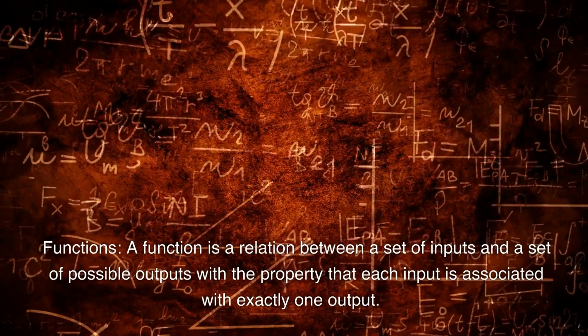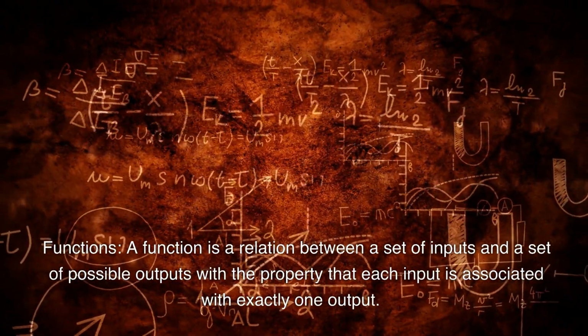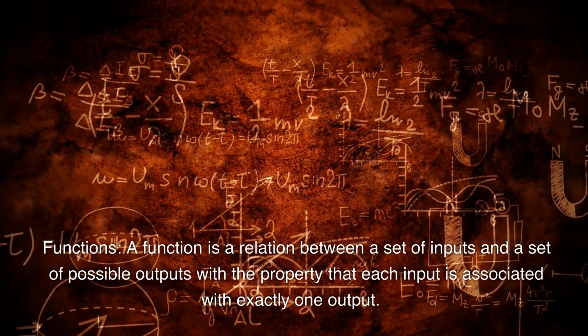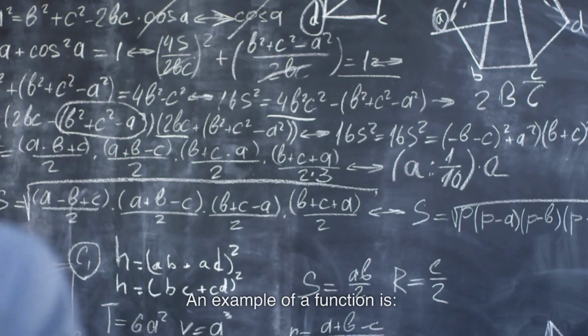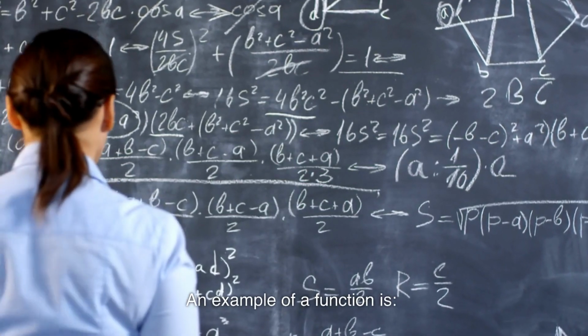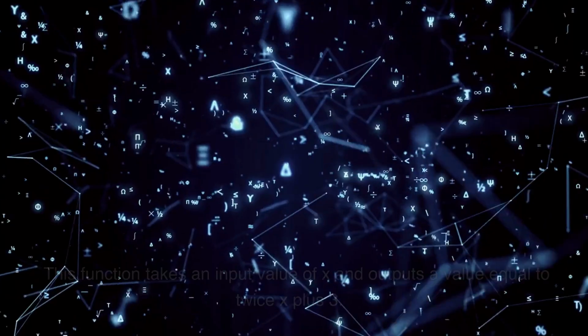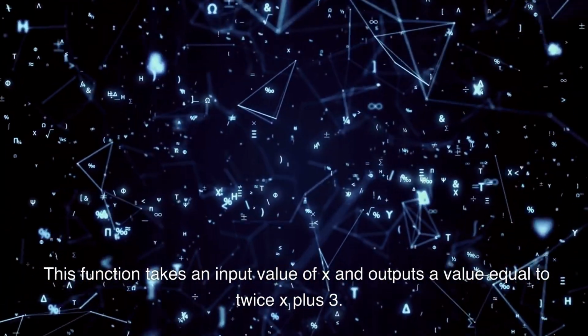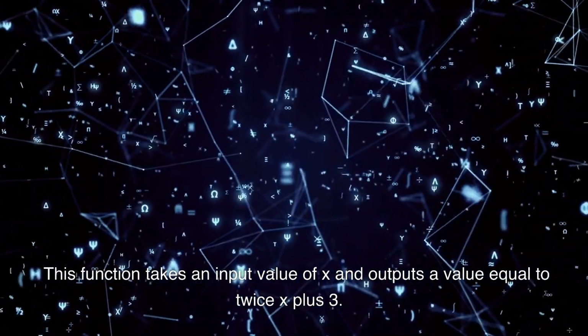Functions. A function is a relation between a set of inputs and a set of possible outputs with the property that each input is associated with exactly one output. An example of a function is f(x) = 2x + 3. This function takes an input value of x and outputs a value equal to twice x plus 3.